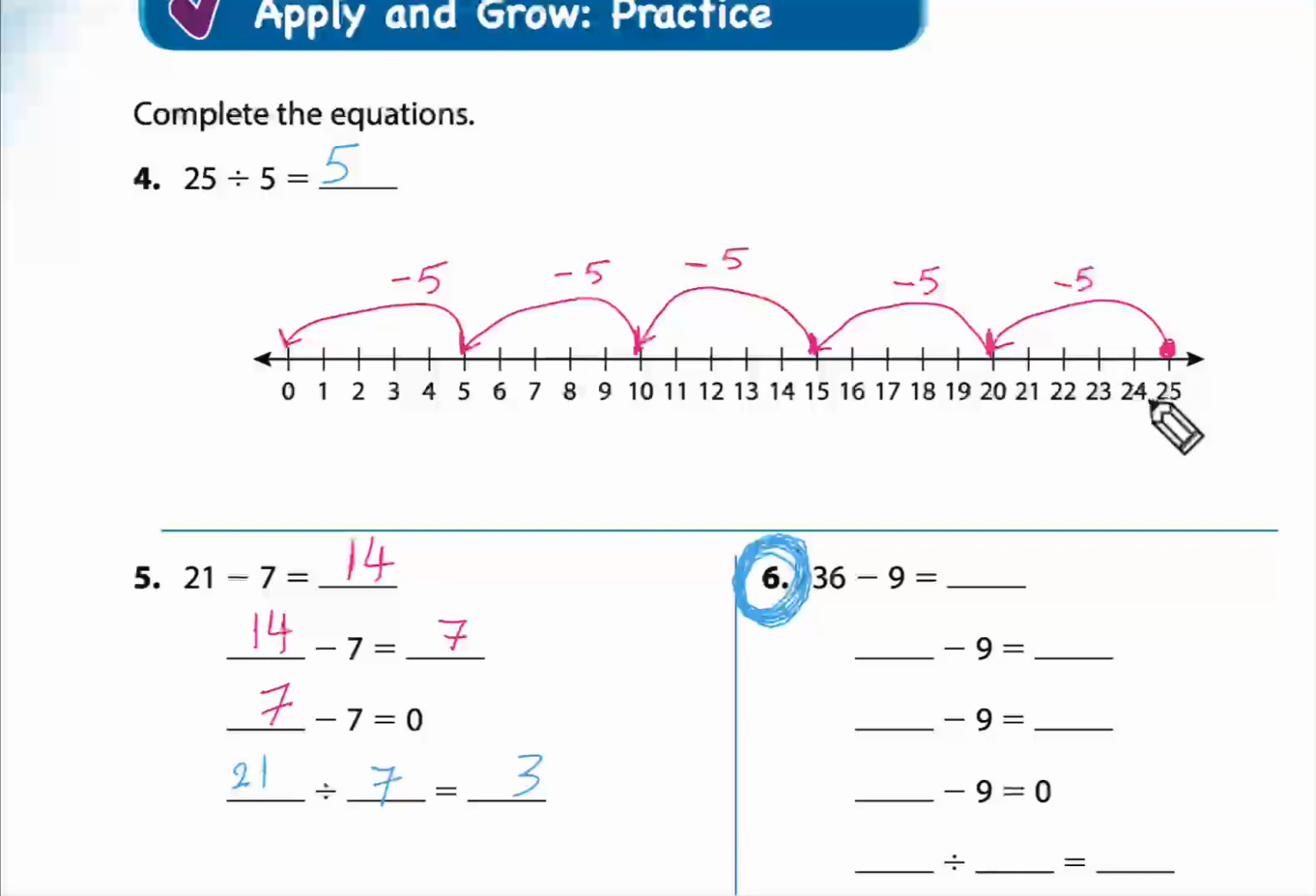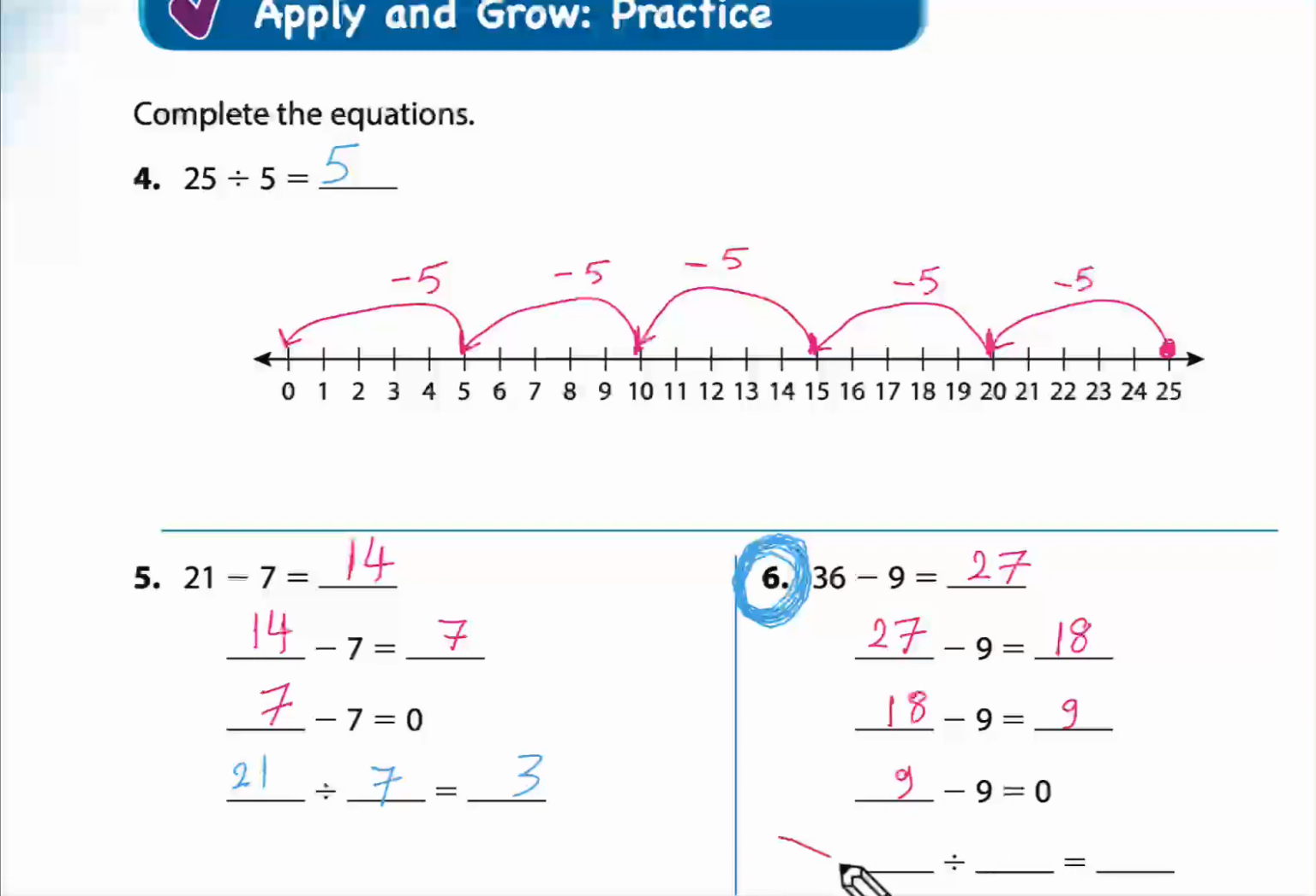Okay, let's start solving. 36 minus 9 equals 27. Take the 27 to the next equation. 27 minus another 9 equals 18. Okay, so take the 18 to the next equation. 18 minus 9 equals 9. And finally, 9 minus 9 equals 0.